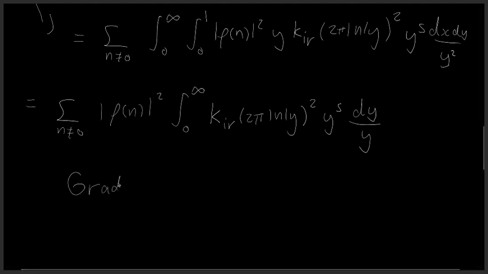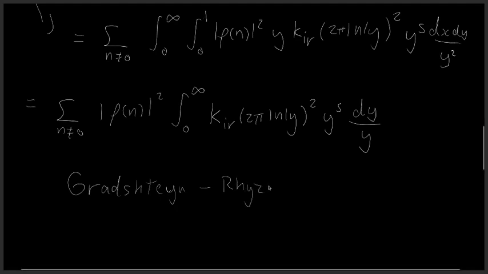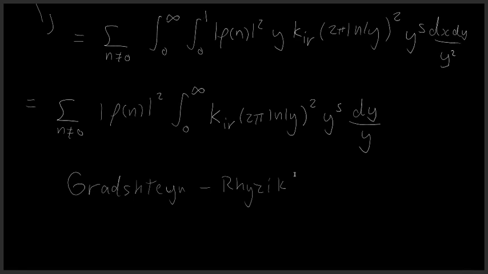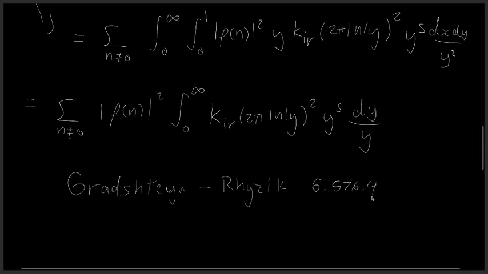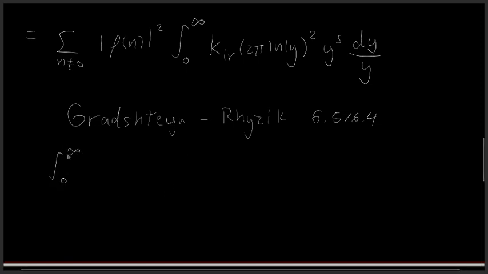So in Gradshteyn and Ryzhik, let me make sure I'm spelling that right. Yeah, I think so. Okay. And the equation number is 6.576.4 gives the following identity, which comes up surprisingly often. And that identity appears somewhat terrifying, but it's all right.